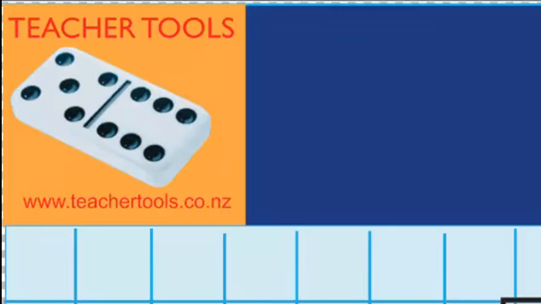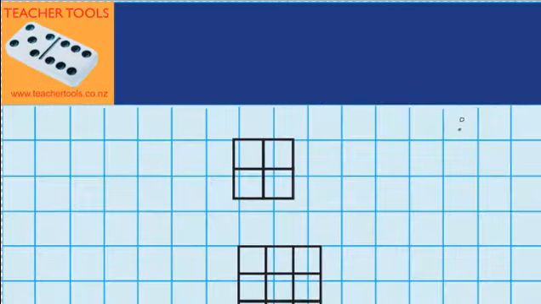Welcome to Powerful Numbers. In this lesson, I'm going to solve some multiplication problems with powers.